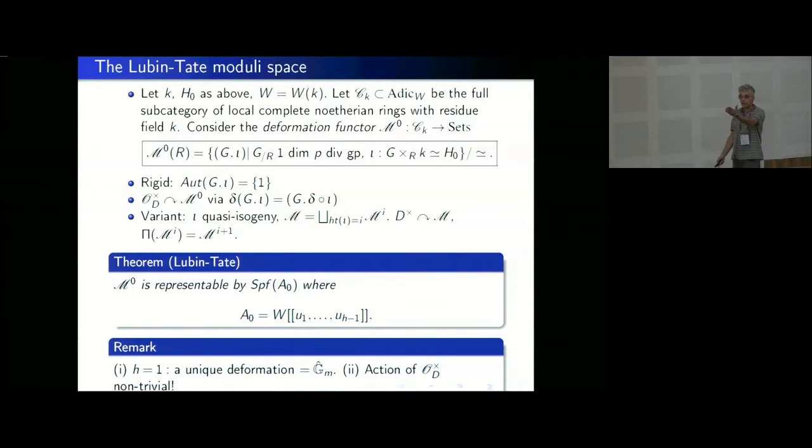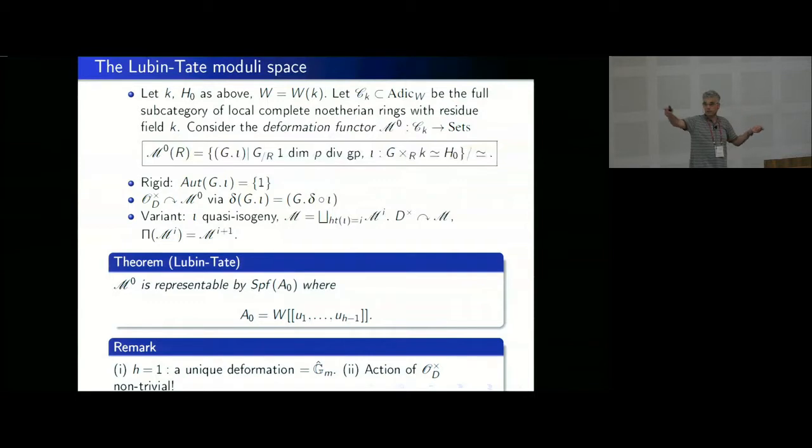Yeah, I should say, what does it really mean that it is representable by this ring? It simply means that for any R in this category CK, for any local complete Noetherian ring R, once you fix the coordinates u1 up to u_{h-1}, there's a canonical identification between pairs (G, iota) and simply (h-1)-tuples in the maximal ideal of R.